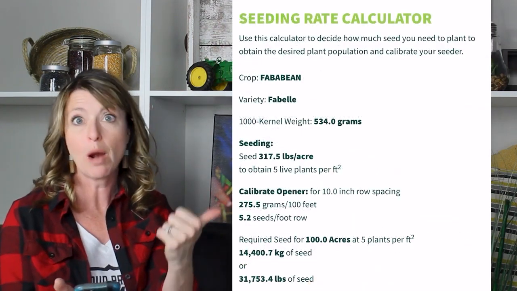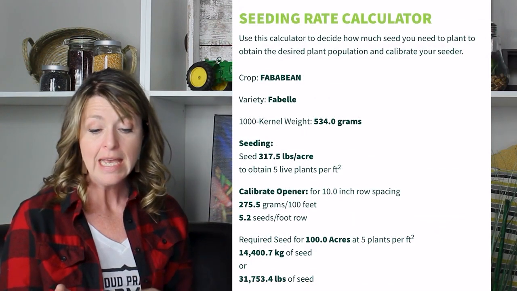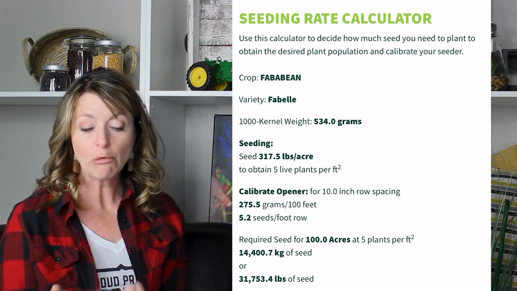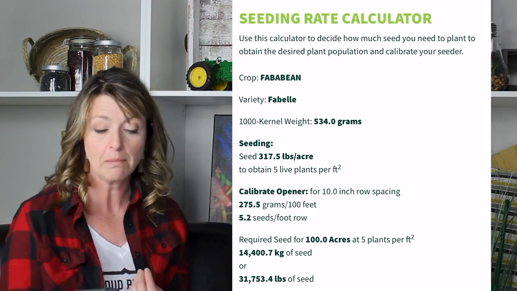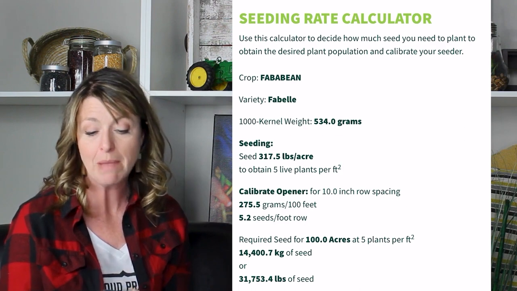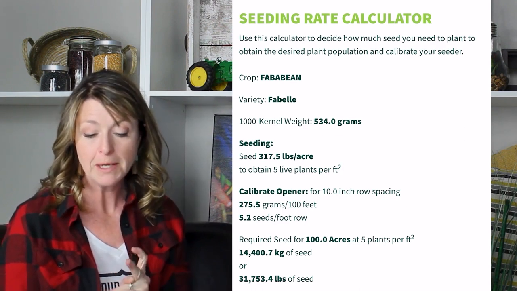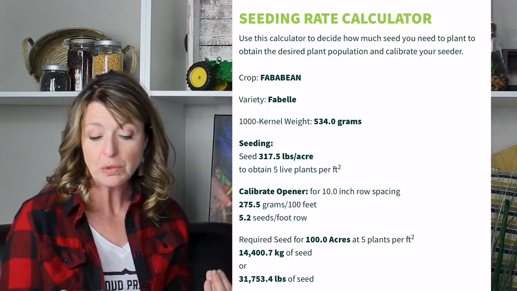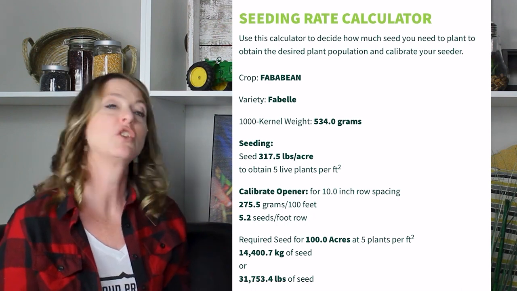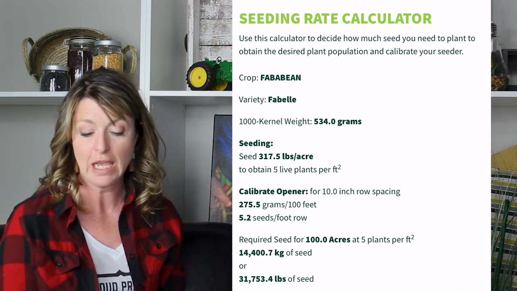So it tells us the crop we selected, the variety, the 1,000 kernel weight of that variety. It tells us the seeding rate per acre to obtain the plant population that we entered. So in my case, 317 pounds per acre to obtain 5 live plants per square foot. Talks about the opening, so it's 5.2 seeds per foot row, and then tells me the total volume in kilograms or in pounds to plant 100 acres.